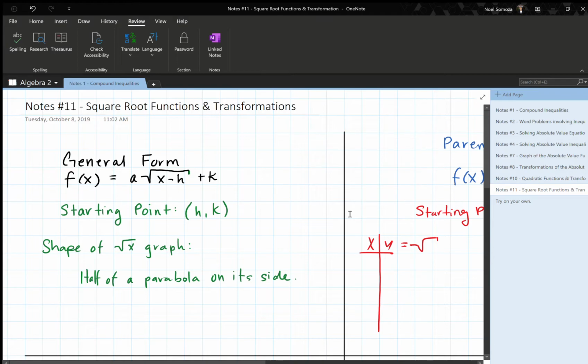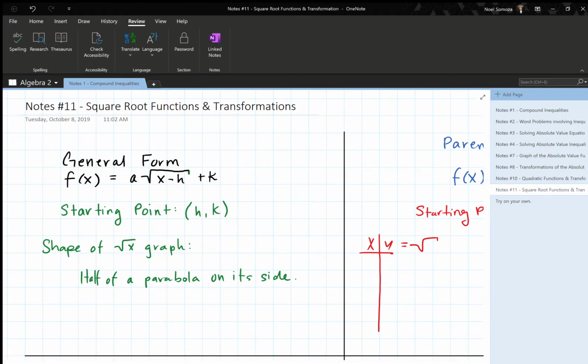All right, my people, here we go. All right, so today we're looking at our third function in the series. Okay, so we've seen absolute value, we've seen quadratics. Now we're taking a look at square root functions.